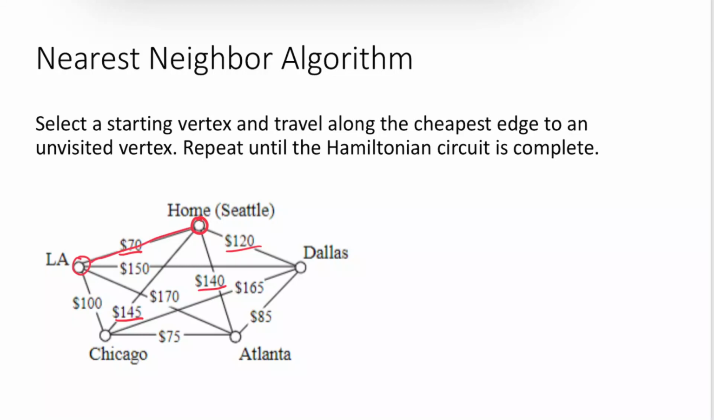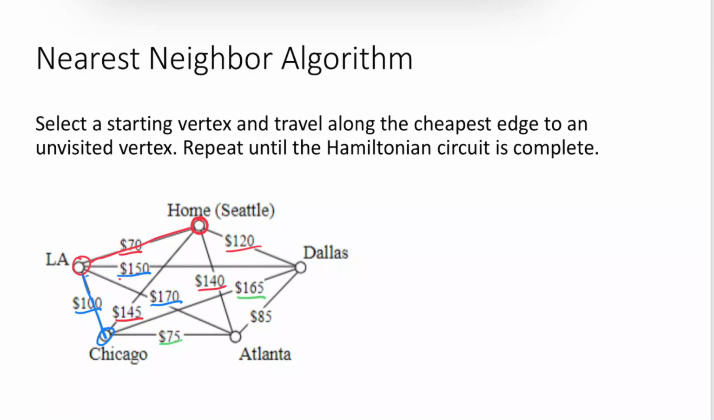And then you look at all of the neighbors of LA, but you don't want to go back to a vertex that you've already visited, because a Hamiltonian circuit only visits each vertex once. So I'm going to look at this, and it looks like I've got 150, 100, and 170. And the cheapest one is 100, so I'm going to go from LA to Chicago. And then I look at all of the neighbors of Chicago that I haven't visited already. So that's just Dallas and Atlanta.